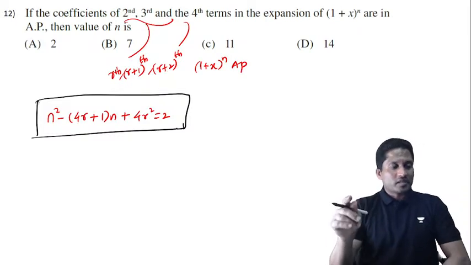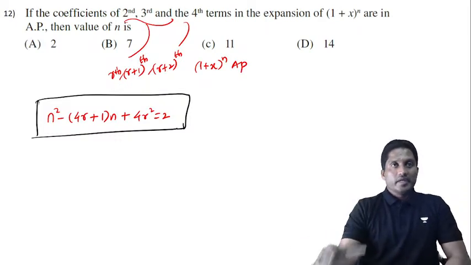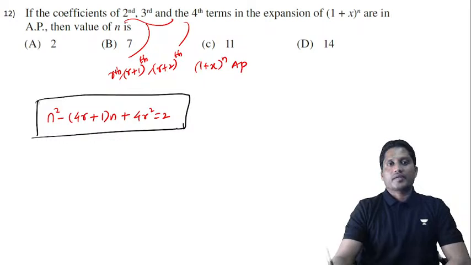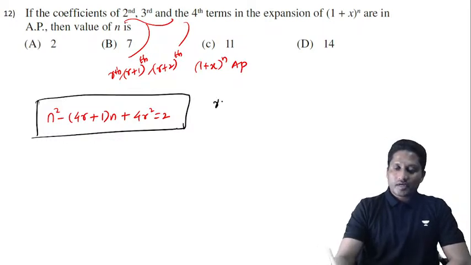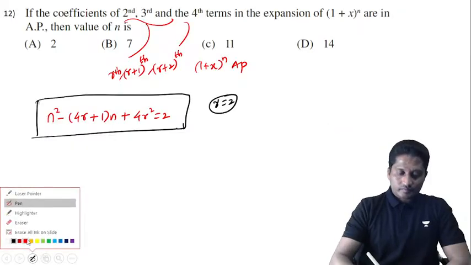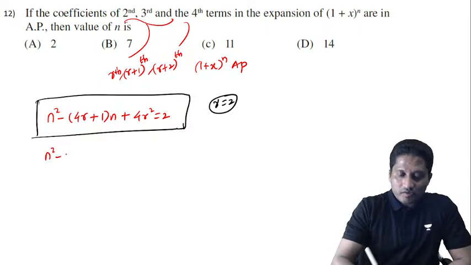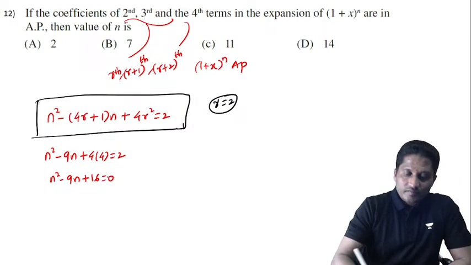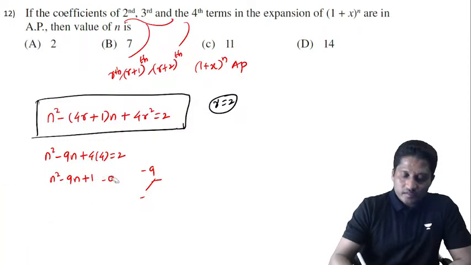It's a miscellaneous worked out example, standard result in the textbook. If the coefficients of the rth term, (r plus 1)th term, (r plus 2)th term in the expansion of (1 plus x) whole power n are in AP, then n square minus (4r plus 1) into n plus 4r square equal to 2. So r is equal to 2. If I substitute here, n square minus 9n plus 4 into 2 square, which is 16, is equal to 2. You will get n square minus 9n plus 14 is equal to 0. If you split the middle term, 16 minus 2 is 14, so this is 14 is equal to 0.